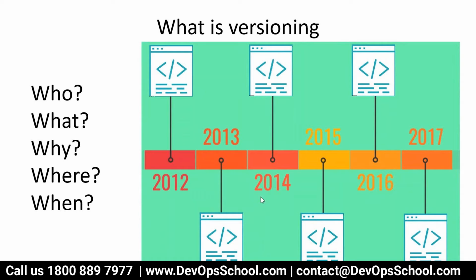We want to know who has modified the file, at what time, why this modification was made, the reason for it, where the change was made, and when it was made: last year, last week, last day, last hour, all these things. So we want to keep track of it, and for that we have the versioning concept.